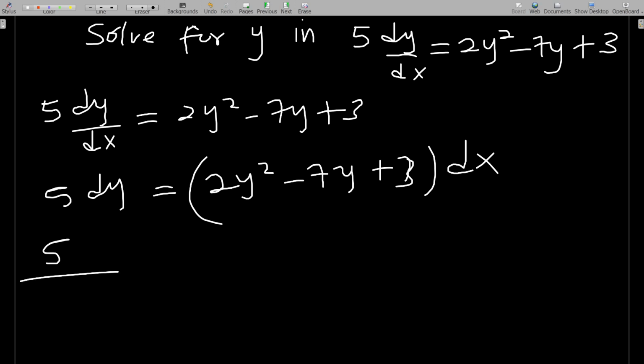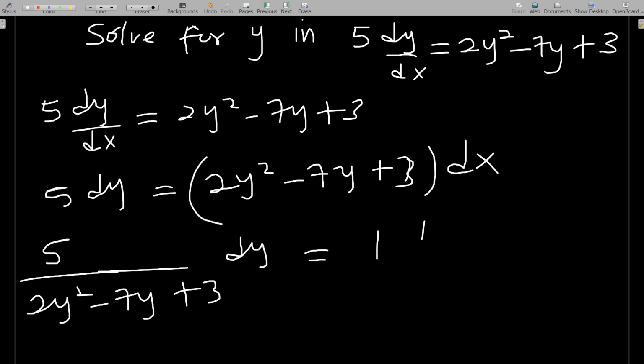Okay, so I have (5 over (2y squared minus 7y plus 3)) dy equal to 1 dx, because when I divide through by that, I get 1 on the right side. What happened is that I just integrate both sides, since we have only y with respect to dy, and we have a constant with respect to x, and that is no problem to us.